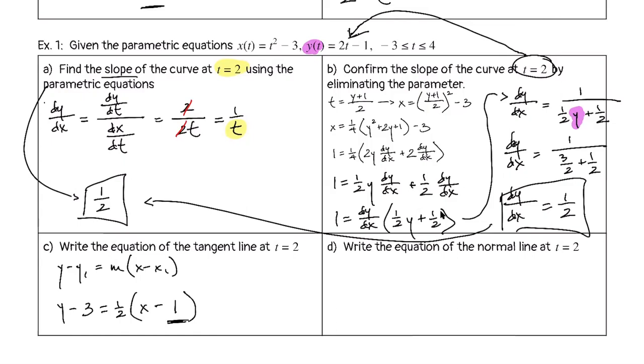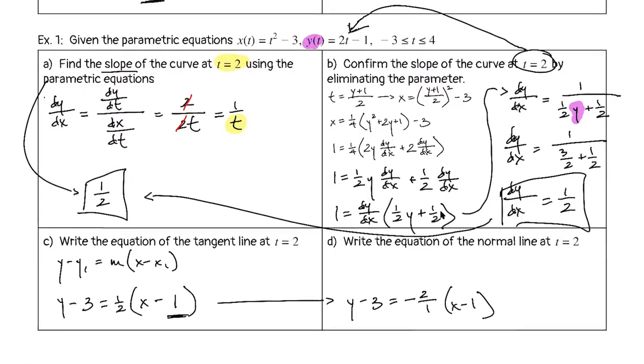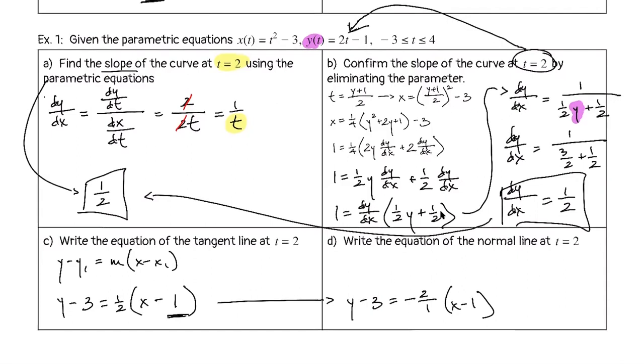Okay. And I love that folks are getting used to leaving it like this. The nice thing about leaving it like this is the only thing we need to change for the normal line is to make it a negative reciprocal. And you don't have to write it as 2/1. You could write it as 2. That would be absolutely fine. All right. Any questions on example 1?